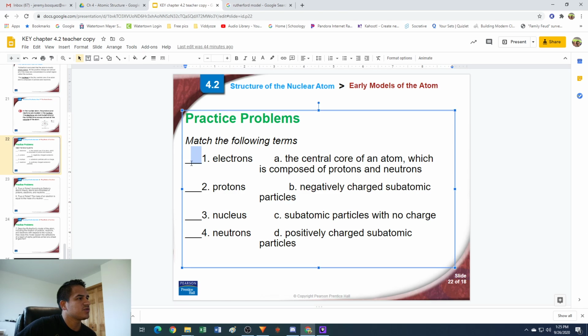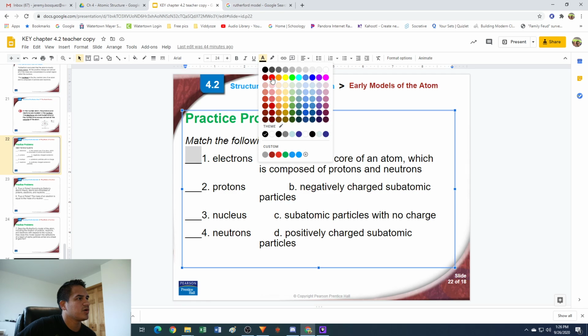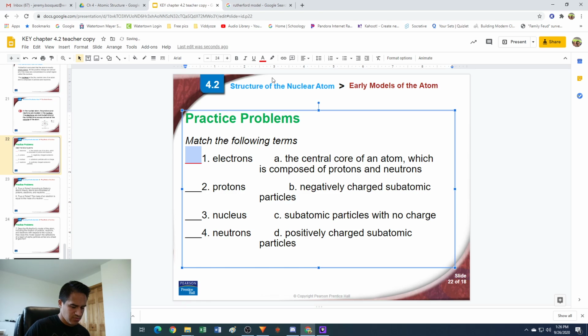So starting with number 1, electrons. Electrons are negatively charged subatomic particles, so this one is going to be B. Number 2, protons. Protons are positively charged subatomic particles. So that is going to give us D as an answer.